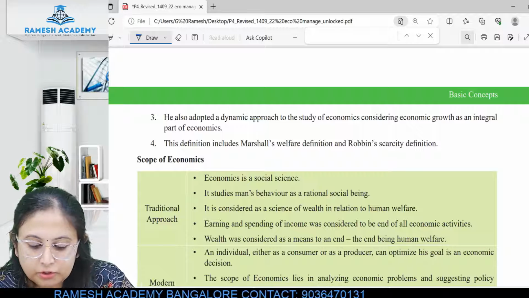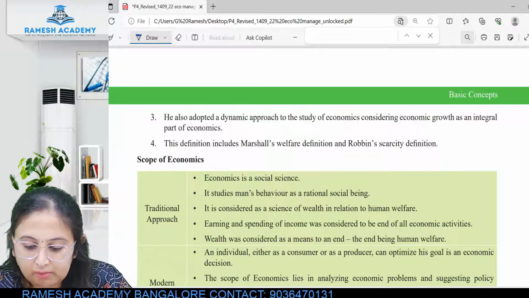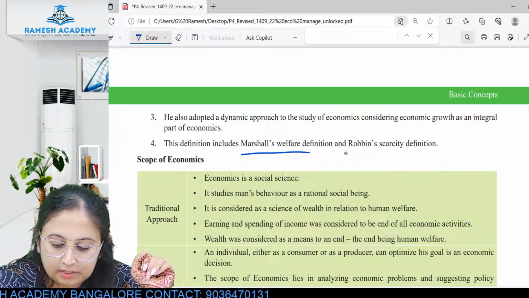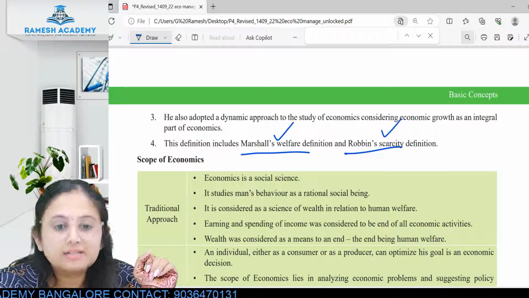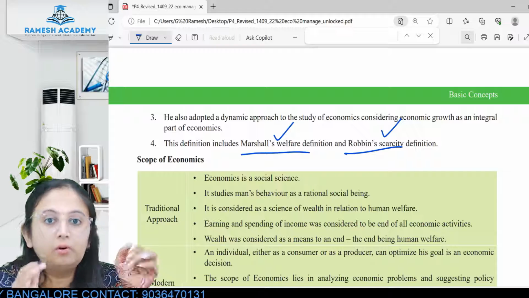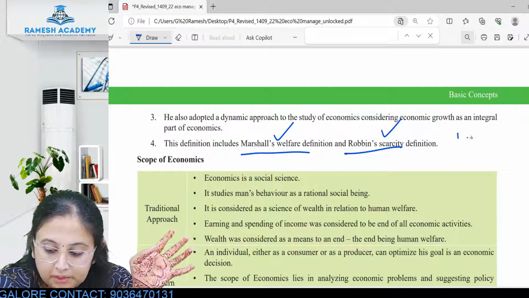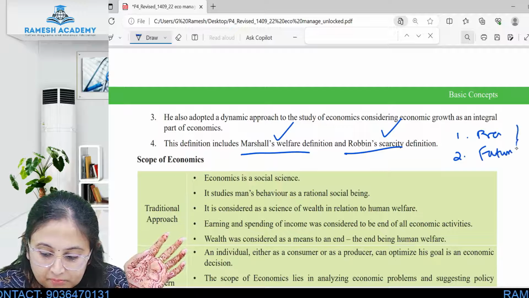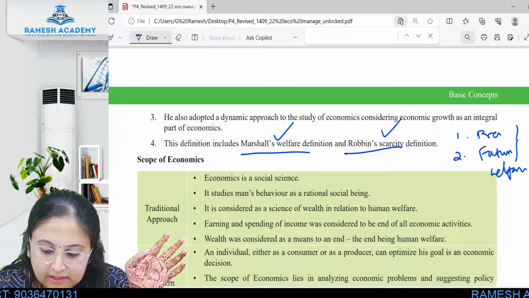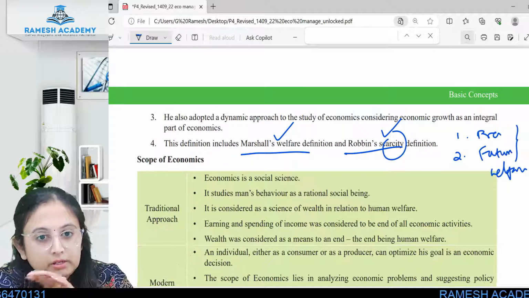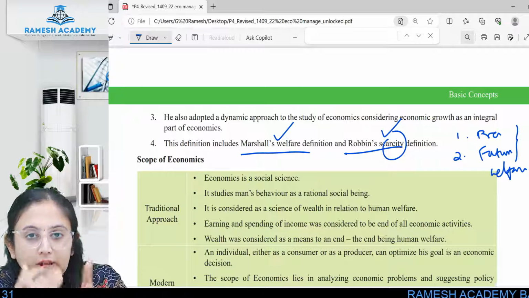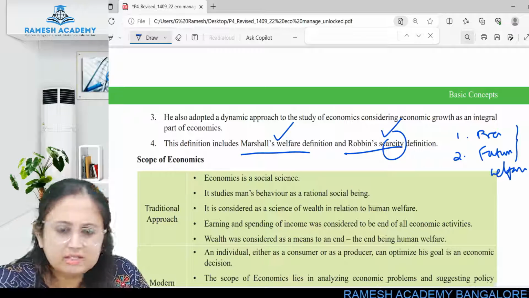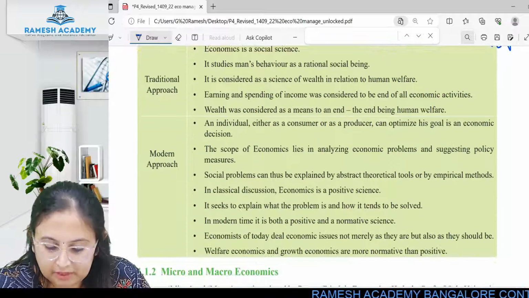And this definition includes Marshall's welfare definition and Robbins' scarcity definition. So if you observe, it is a combination of the welfare and scarcity definitions. He talks about the welfare of the people, not only the present generation but also future generation welfare. And then he talks about scarcity also. So he used the concepts of both these definitions and gave his own definition, that is Samuelson. These are the different definitions of economics.